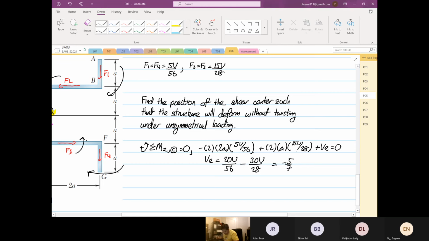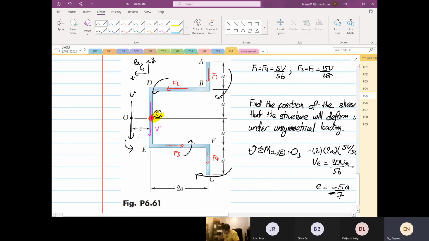VA. Sorry, I got an A missing down here, VA. Okay. So E is equal to minus 5 over 7, right? So you have to multiply by A. And when you see the minus down there, it means minus is going to the left hand side, yes or no, right? Minus is left, positive is right.